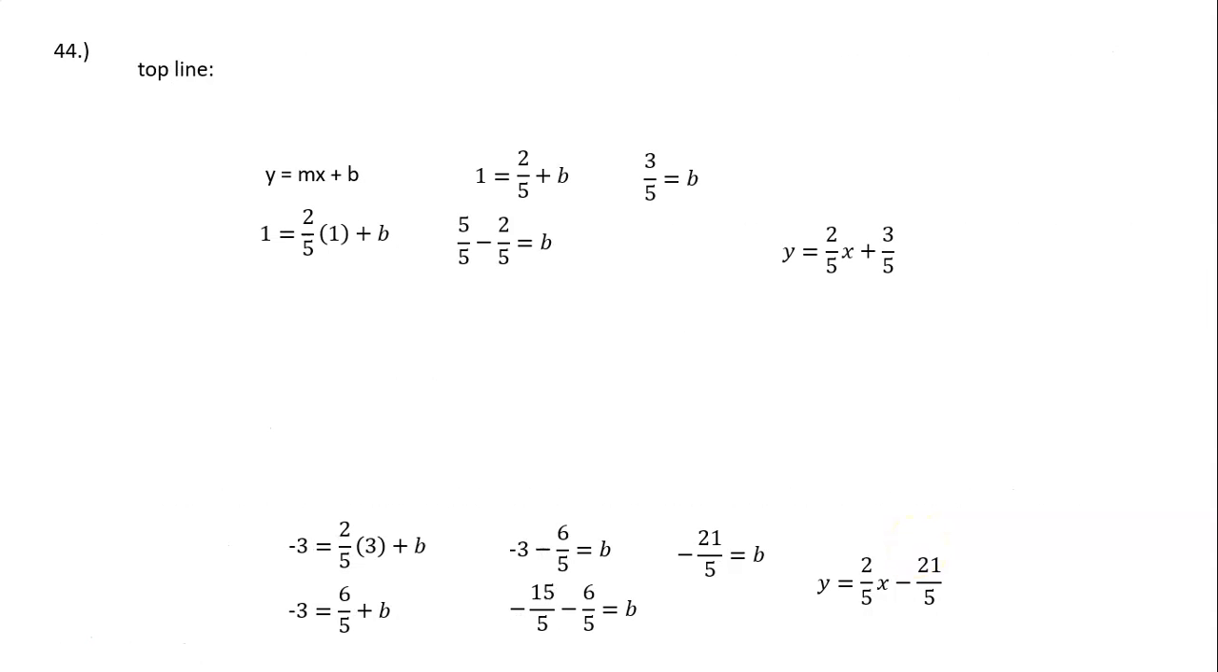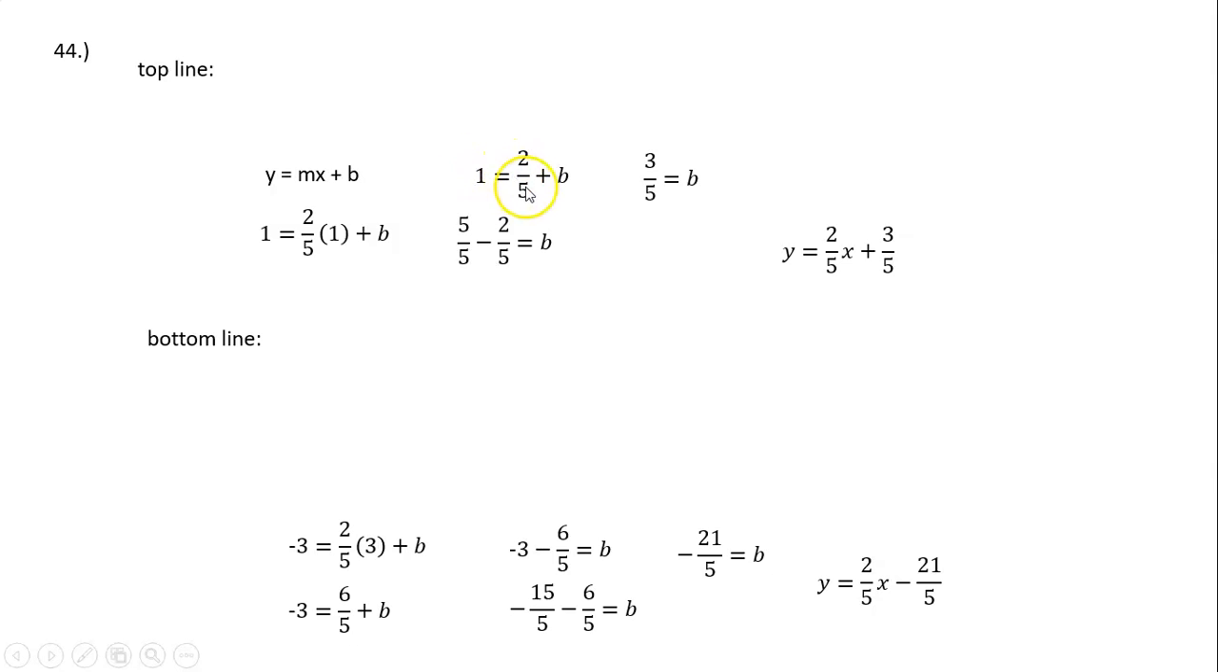Question 44. Here, let's look at the top line first. So we have our slope, which is 2/5, and we substitute that 2/5 into our equation, y = mx + b, and we also substitute in one point. Now that point we're going to substitute in is (1, 1). So we have y, which is 1, equals m, which is our slope, times x, which is 1, plus b. Simplify that and solve for b.